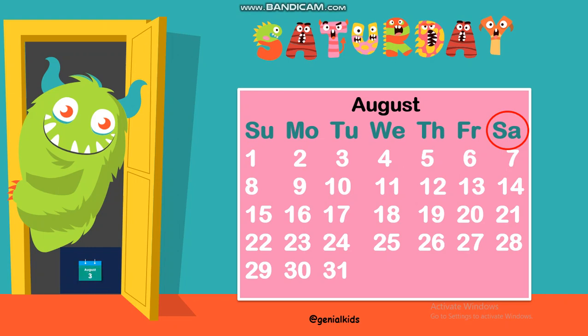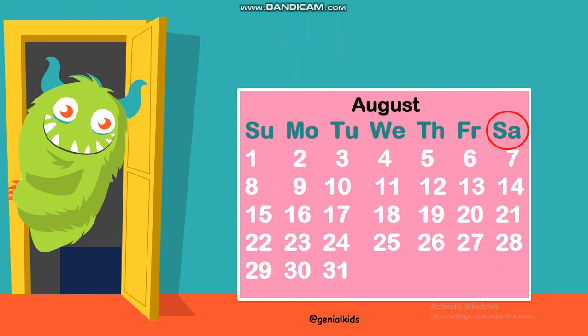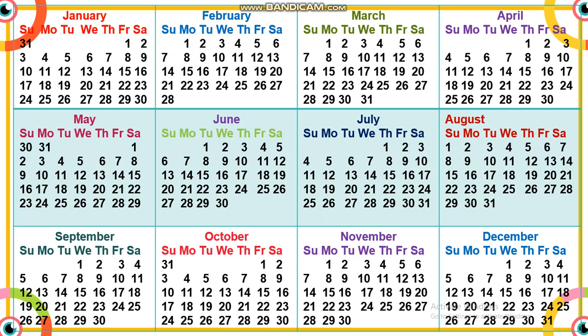After the last day of the week, it goes over again to start from the first day of the week. Now, let's look at the calendar in full. On a calendar, we have the month of the year in full from January to December. Now, let's check out some dates on the calendar.